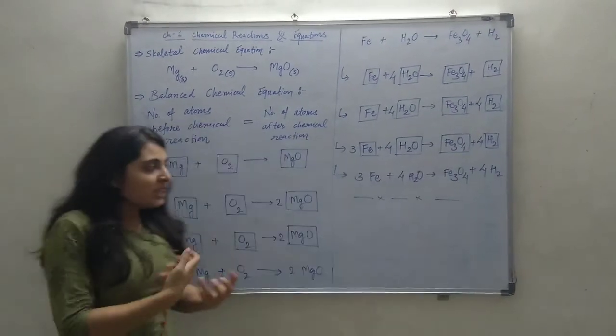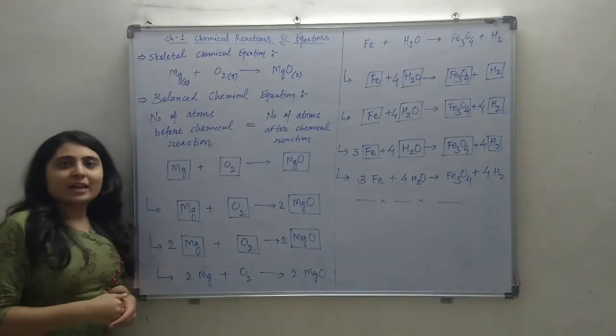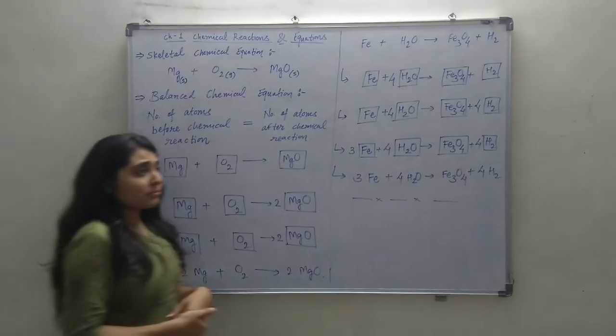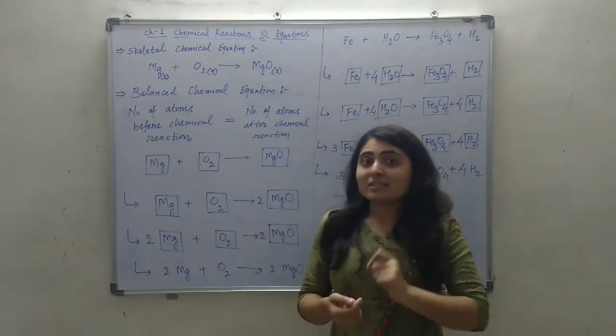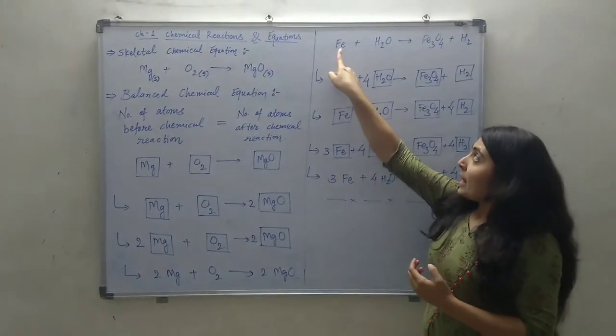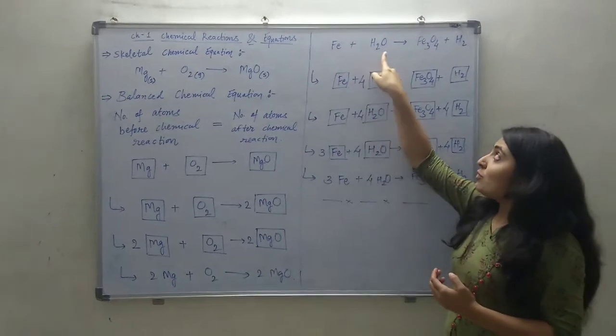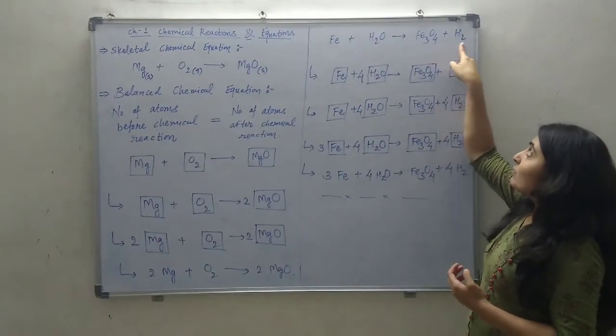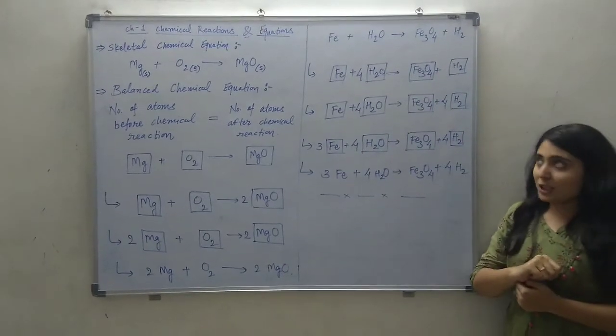So by putting any number in equation, we can balance the chemical equation. Let us take another example. Iron, when reacted with water, gives iron oxide Fe3O4 plus hydrogen gas is released.